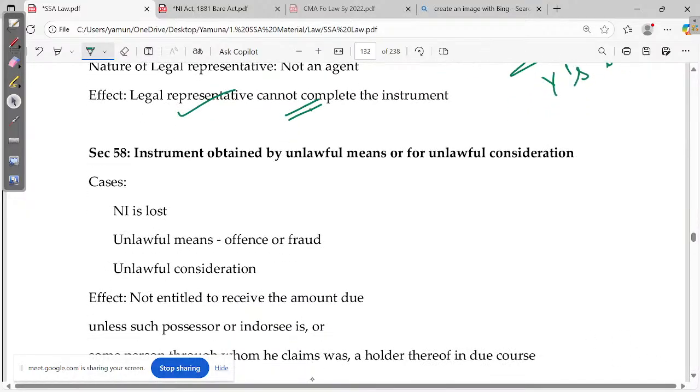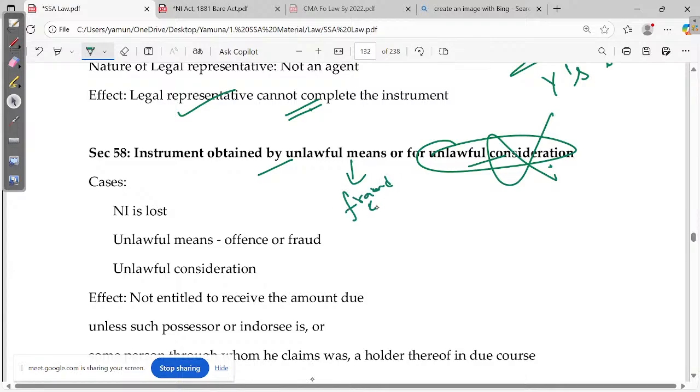Section 58. Instrument in case if obtained by unlawful means or for unlawful consideration. Unlawful consideration கட்டாயமா வராது. Unlawful means like a fraud, okay, if the consent is not free, அந்த மாதிரி case எல்லாம். So if the negotiable instrument is lost, then definitely you cannot say who's the owner of the instrument. That becomes a question mark. Like the பிறகு என்ன proceed பண்ணணும் தெரியாது.